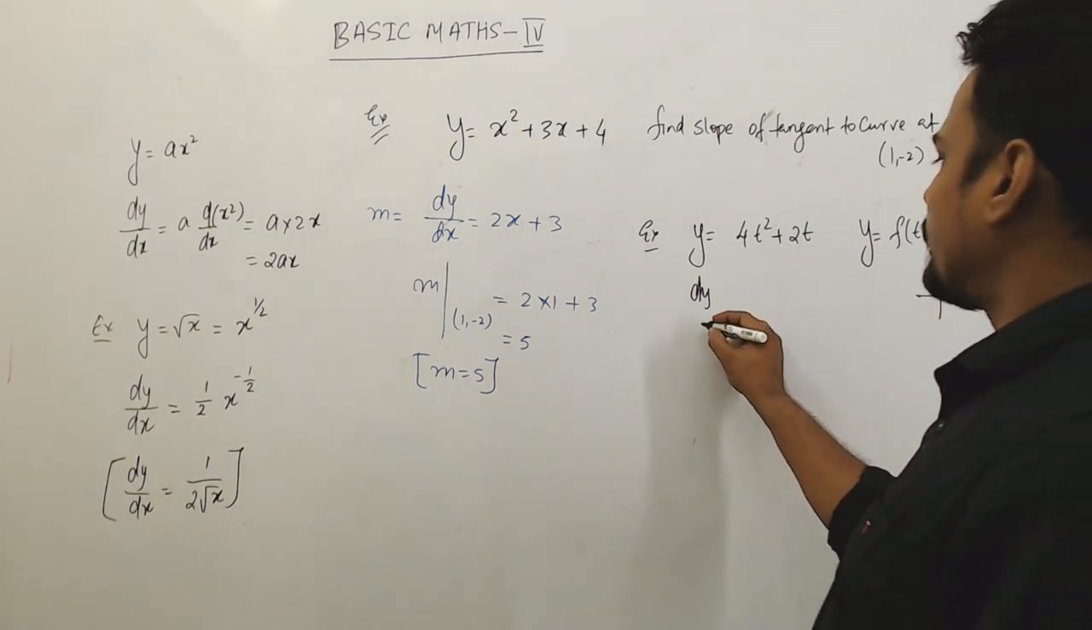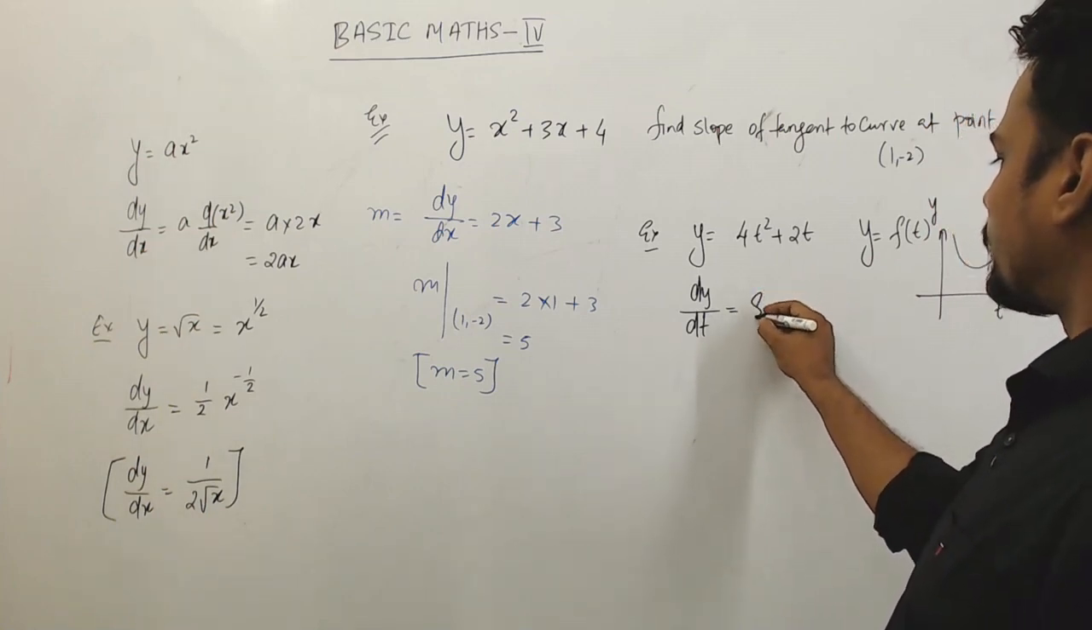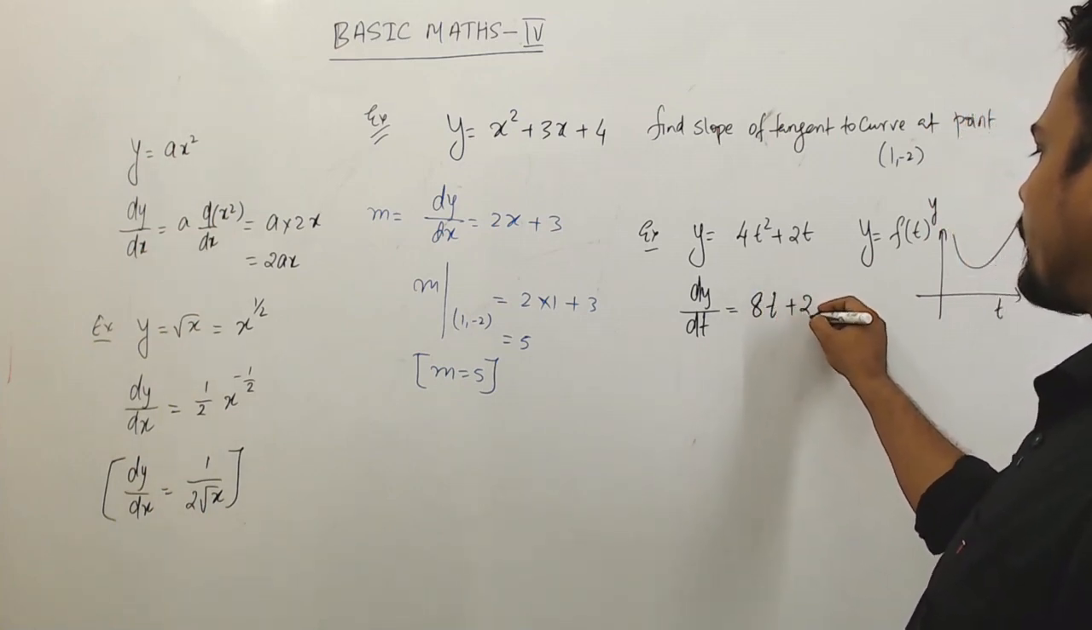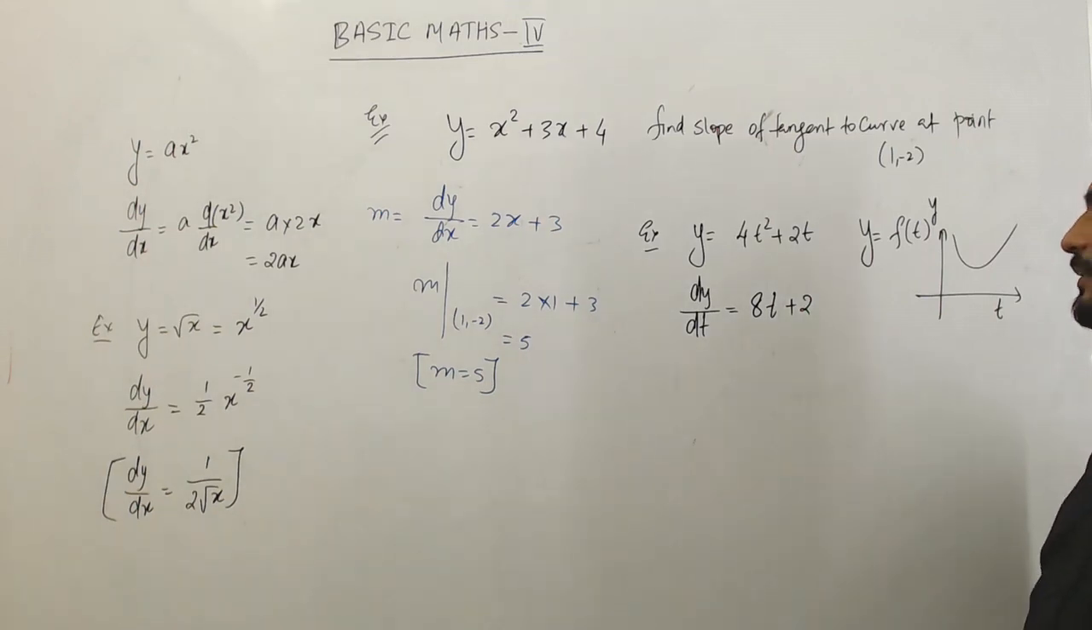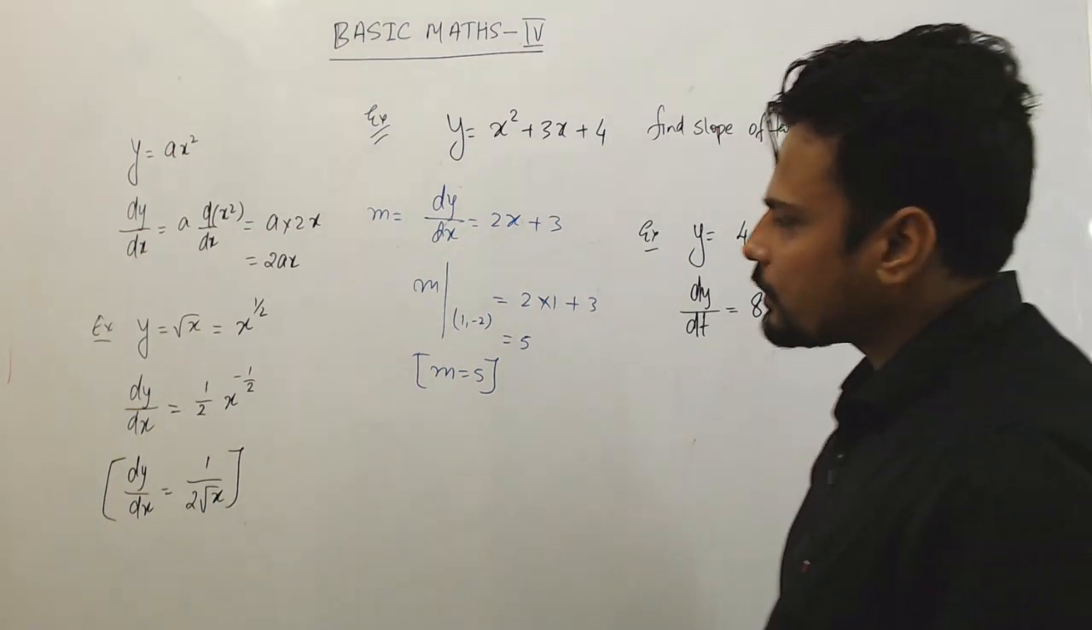Let us find dy upon dt. It's a quadratic, so yeah, it has to be a parabola. This is going to be 8 times t plus 2. Well, that is going to be the slope at any point. So maybe if I want to find at this point, this is going to be tangent, and we can find the slope. All good? Now let me help you to understand a few rules of the derivative.